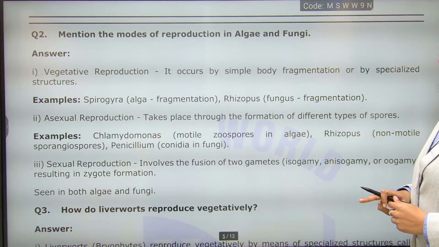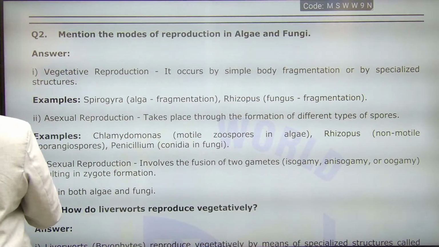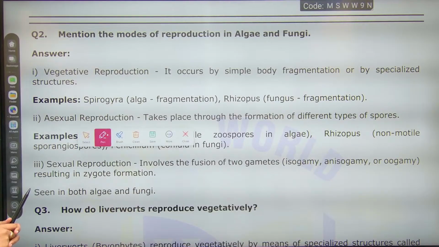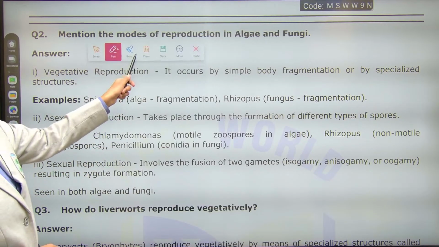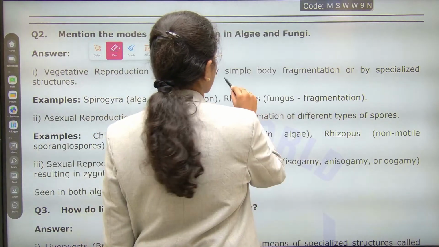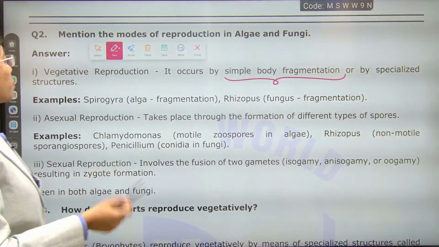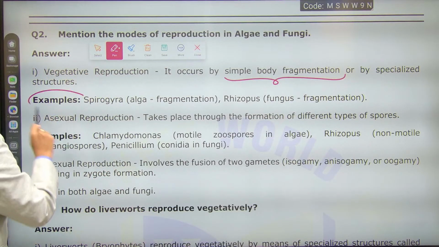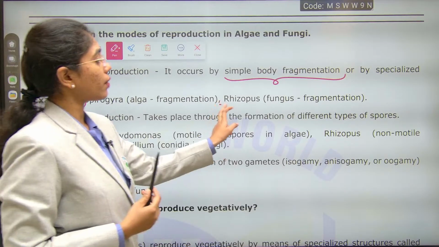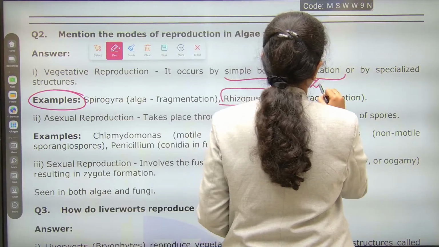Mention the modes of reproduction in algae and fungi. First, vegetative reproduction. It occurs by simple body fragmentation or by specialized structures. Examples: Spirogyra by fragmentation, and Rhizopus, which belongs to the Zygomycetes class of fungi.